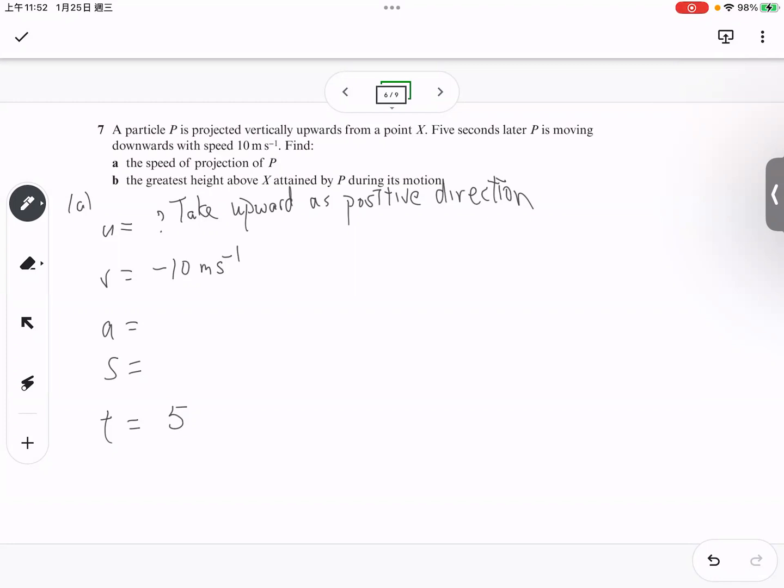So for A, we know that this time it is negative 9.8 meters per square second. Okay. So this time we do not have S. We are going to find U. So that means we use V is equal to U plus AT to solve the problem. This time, negative 10 is equal to U plus negative 9.8 times 5. So you will see that U is equal to 39 meters per second, which is the initial velocity for part A.